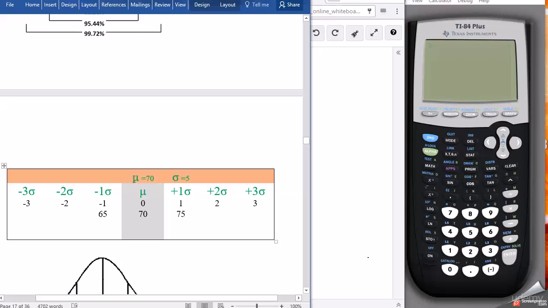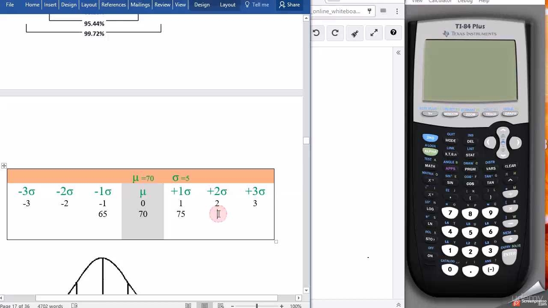So let's use this example. We have a mean of 70 and a standard deviation of 5. In the middle we have the mean of 70, and then one standard deviation above the mean will be 75, because we just added one standard deviation to the mean, which is 5 plus 70. Then one standard deviation below the mean means subtract 5 from the mean of 70, so we get 65.